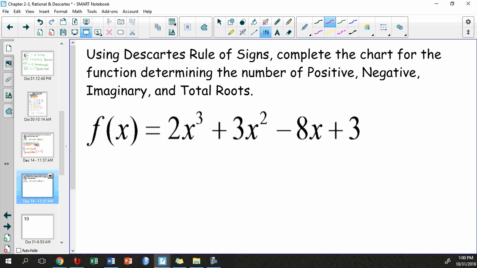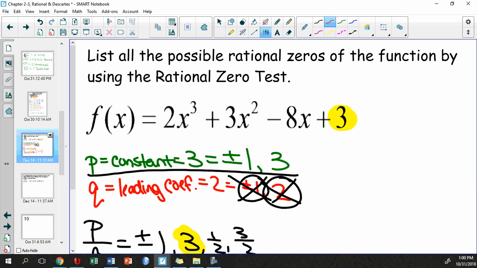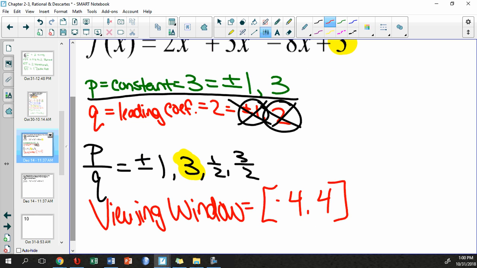By doing P over Q, I know that the smallest possible root is -3 and the largest possible root is +3. So if I go out 1 unit on both of them, I can see all of my potential roots. You with me?